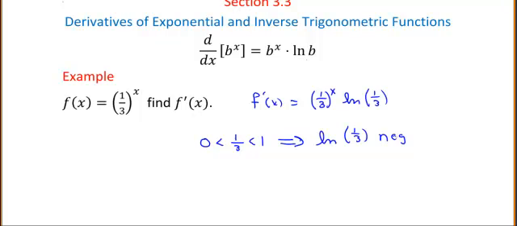So for this derivative, we have a positive exponential function times a negative logarithm. A positive times a negative number means we get a negative number. This result is less than 0. Remember the derivative tells me the slopes of tangent lines, so for the graph of this function, the slopes of the tangent lines are always negative.